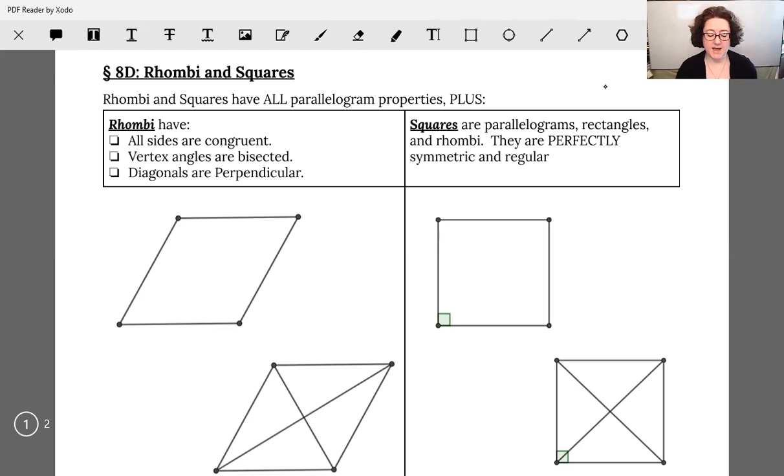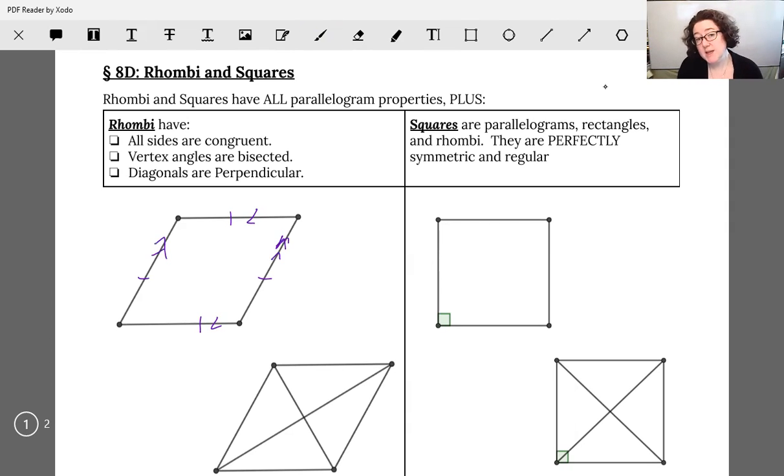The new ones that we're adding in for a rhombus, specifically, all sides are congruent. So it's a parallelogram that instead of just the opposite sides being congruent to each other, they're all congruent to each other. So every single side has the same length. We still have our opposite pairs of parallel sides though. So you might see them marked as this.